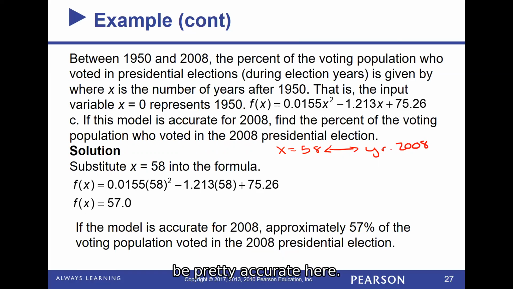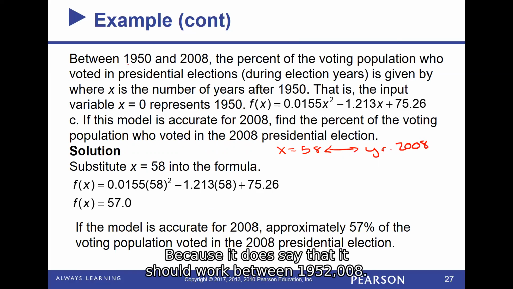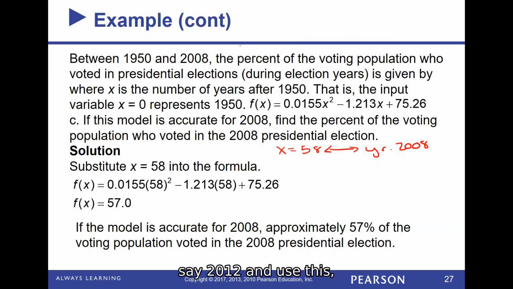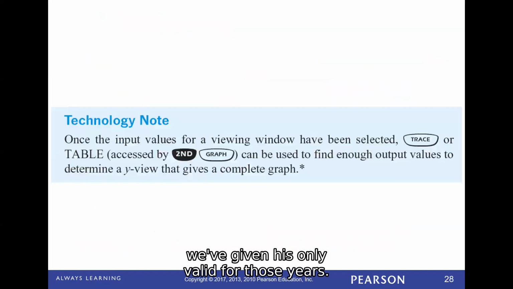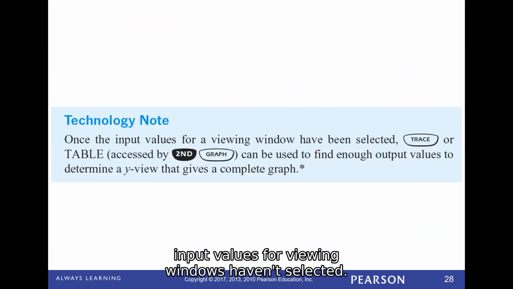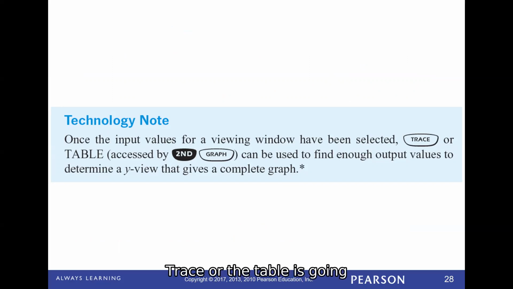We're going to say the model is pretty accurate here because it says it should work between 1950 and 2008. If they had told me 2012, I can't really say this model will be 100% accurate, because the model we've been given is only valid for those years. Again, with those technology notes, remind yourself that once input values for viewing windows have been selected, trace or the table is going to be the best way to get your output values, AKA those y values.